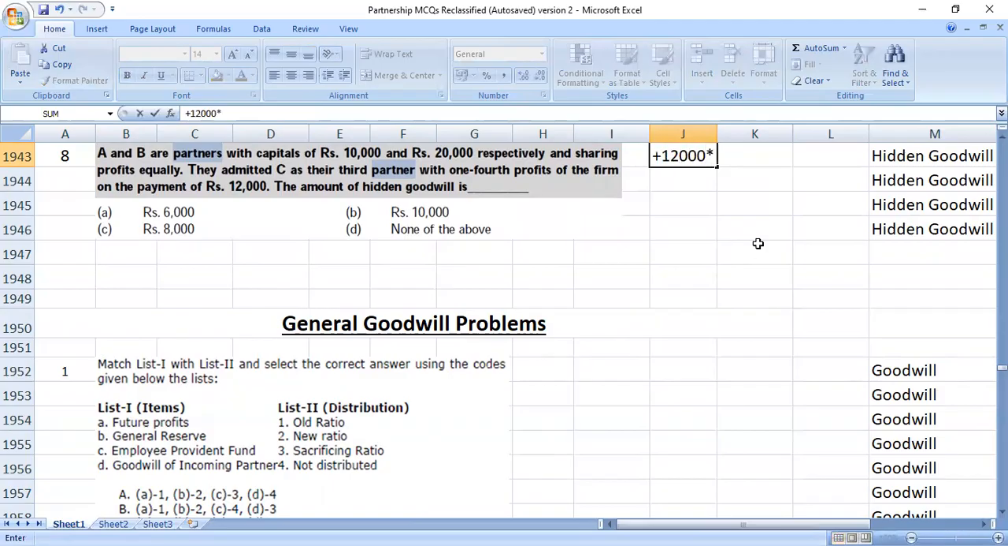12,000 into 4 is 48,000. If we add the capitals of all the partners, it is 30,000 plus 12,000, 42,000. So goodwill of the firm will be 48,000 minus 42,000, 6,000.